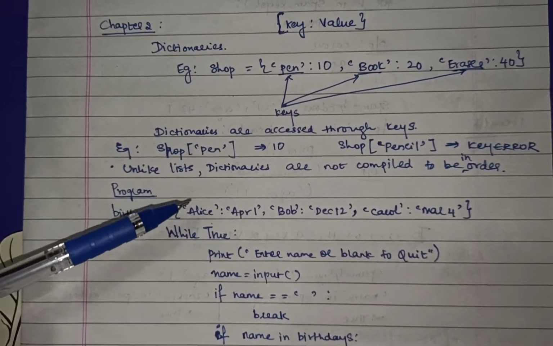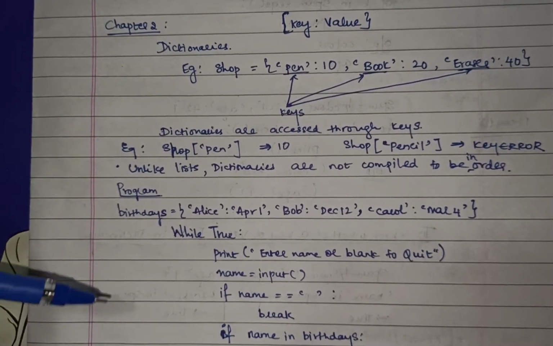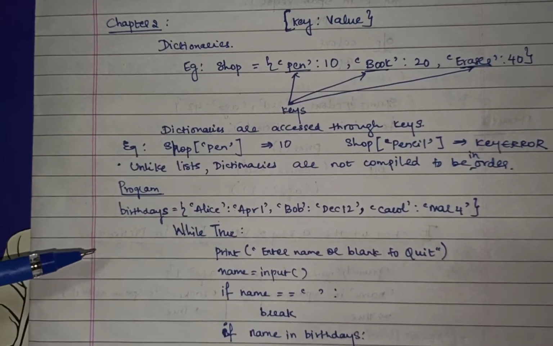Unlike lists, dictionaries are not ordered. In a list, the order matters, but in a dictionary the order doesn't matter. So let us take an example of how dictionaries can be implemented using a program.